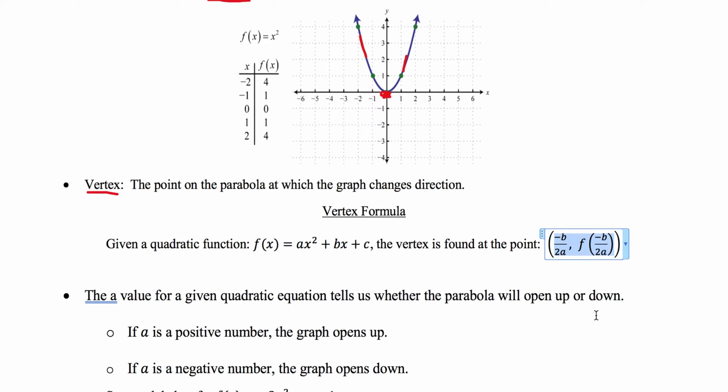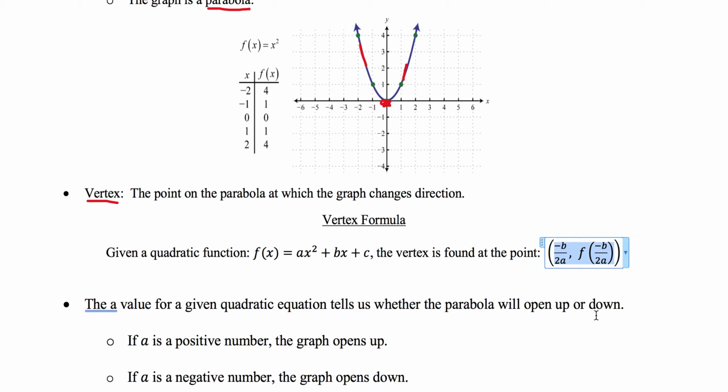The other thing that we need to be able to do is to determine by looking at the function whether the parabola opens up or down. And that is done by looking at the a value. Now, when I say the a value, I mean the number that sits in front of the x squared in your function. So we're going to look at that a value, and if that a value is positive, then the graph is going to open up. And if the a value is negative, it's going to open down.